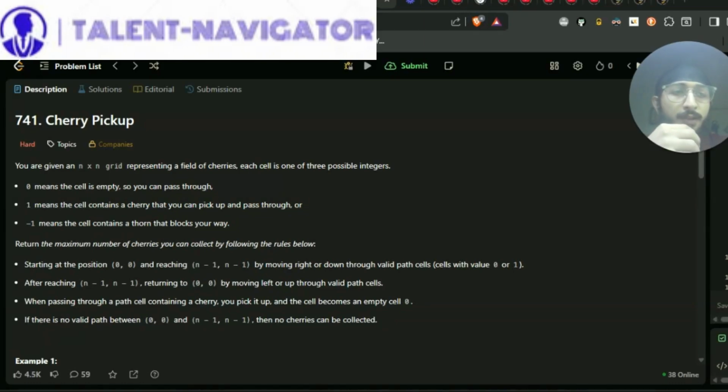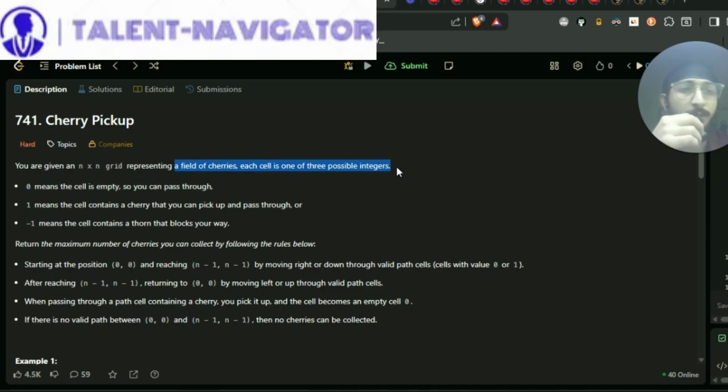Right. So today we're going to be solving LeetCode hard problem number 741, which is Cherry Pickup. You're given an n cross n grid representing a field of cherries. Each cell is one of three possible integers.